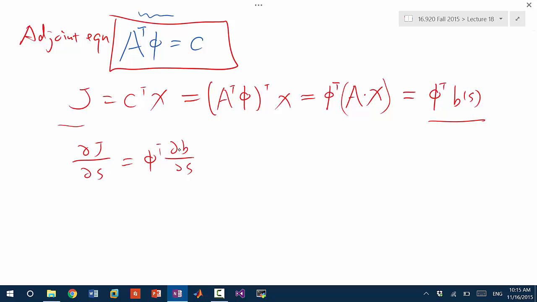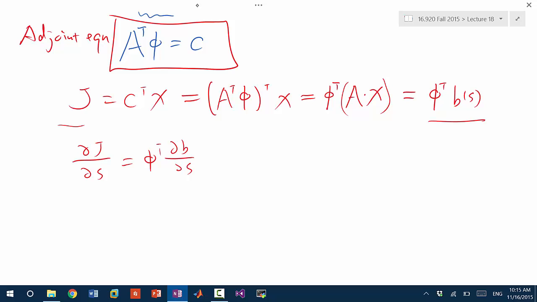Okay, is it clear? Any questions on this? Yes? So here we have assumed that the A is not dependent on the design variable S, right? Yes, here we assume A is not dependent on design variable S. How do I fix that?